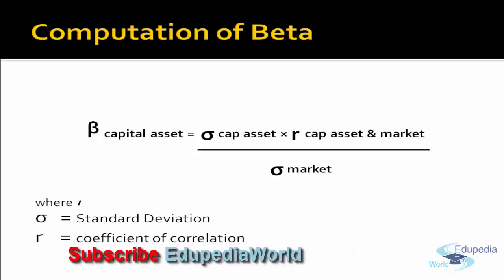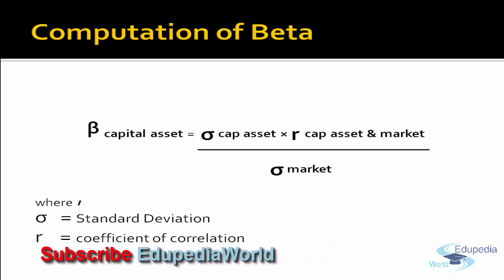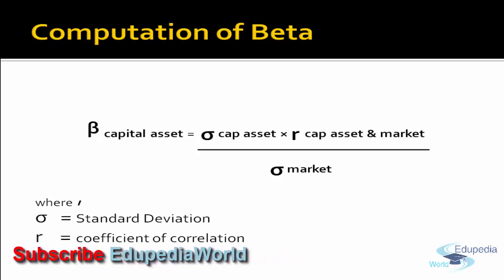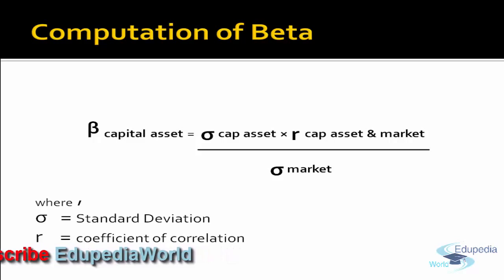So if the market is going up and your capital asset is also rising, that shows a positive correlation. If your market is going down and your capital asset is rising, that shows a negative correlation. Plus 1 correlation, what does that signify? It signifies that if your market is moving by 100 points, your asset will also move by the same points. And minus 1 means the opposite direction. So this is how we compute the beta of capital assets.